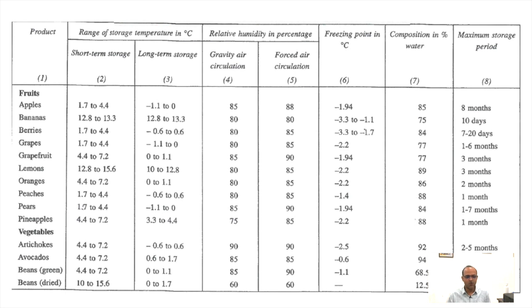Bananas are the category where you have a bit higher temperature ranges, again depending upon the ripening stage. For example, normally we keep from 12.8 to 13.3 for short term, and from 12.8 to 13.3 for long term. So there is no such difference. By gravity you can have 80%, and the freezing point is minus 3.3 to minus 1.1, having around 75% water, and you can store for a maximum period of 10 days. So these are a few vegetables and fruits which I have listed over here for freezing.